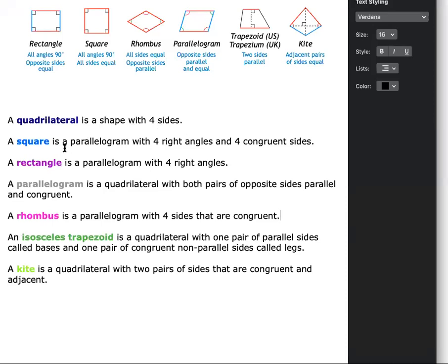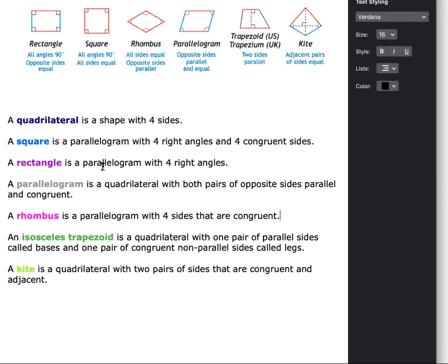A square is going to be important. It's a parallelogram with four right angles and four congruent sides. If you look at the second image up there, the little boxes in the corners mean it's going to be a 90-degree angle, a right angle. And there's going to be four of them. They're all congruent. They're all the same.